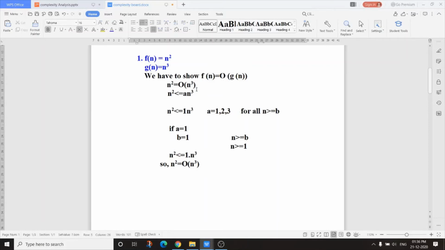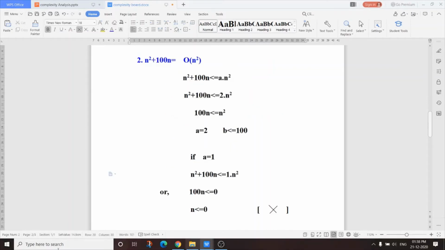From the definition, I can write n square less than or equal to a n cube, where a is any positive integer. Our first positive integer is 1. So the value of a may be 1, 2, 3, but the first positive integer is 1. So in place of a, I write 1. So n square is less than or equal to 1 times n cube for all n greater than or equal to b. From both sides, I cancel out n square and I get n greater than or equal to 1. So if a equals 1 and b equals 1, then I can say that n square is on the order of n cube.